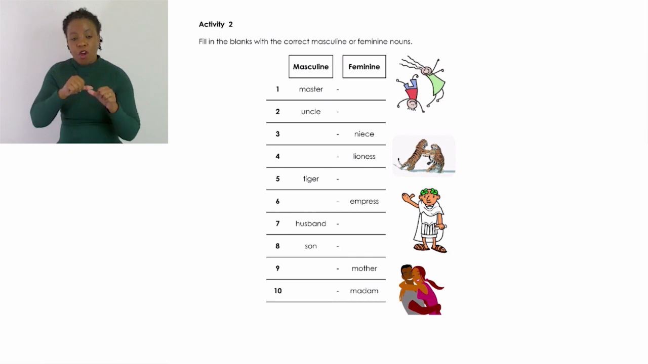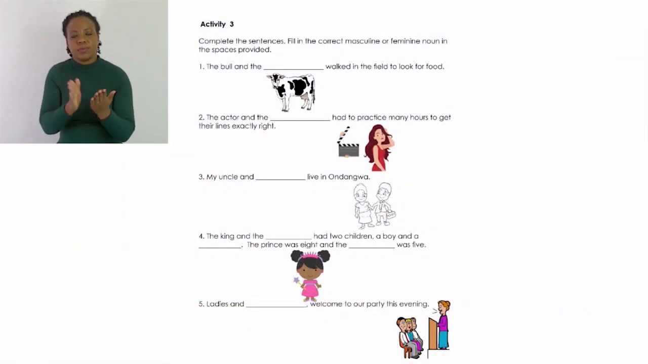Let's continue. Let's turn our books to page 6, where you are supposed to complete the sentences. Fill in the correct masculine or feminine noun in the spaces provided. I will do likewise. Number 1 as an example, the bull and the dash. If I were you, I was going to say, the bull and the cow walked in the field to look for food.